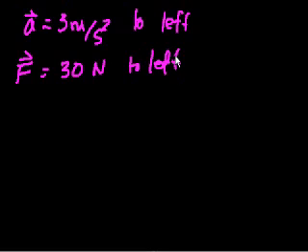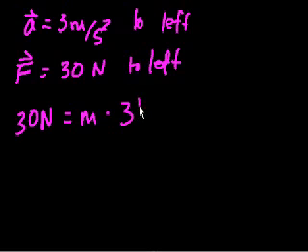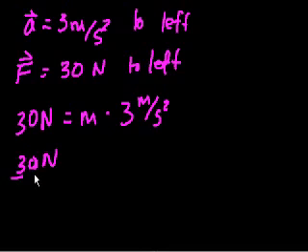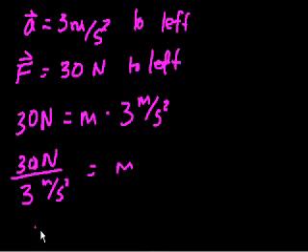And I want to figure out the mass. Well, you use the same thing. You say force, 30 newtons to the left, is equal to mass times acceleration, 3 meters per second squared to the left. Divide both sides by the 3 meters per second squared, and you get 30 newtons over 3 meters per second squared is equal to the mass. 30 divided by 3 is 10. And then you can figure out that a newton is a kilogram meter per second squared, so you're just left with 10 kilograms is equal to the mass.